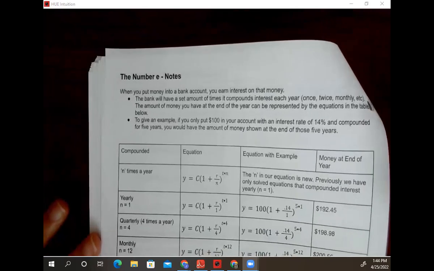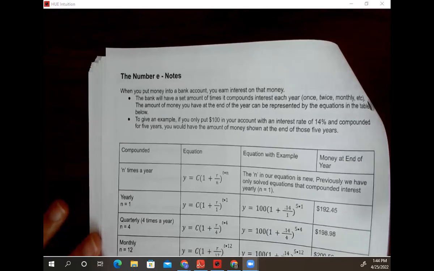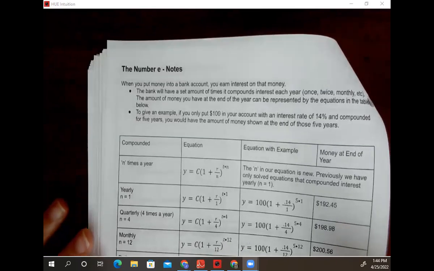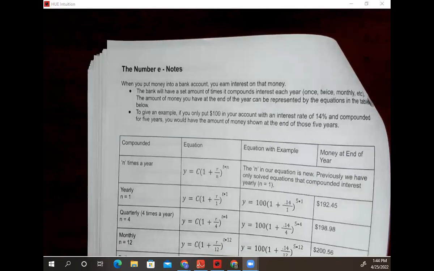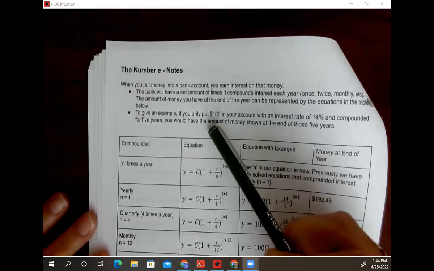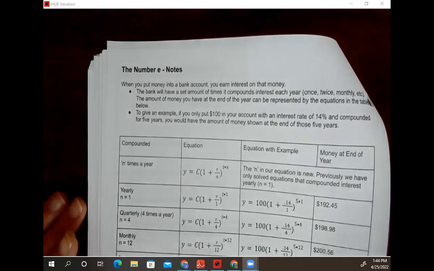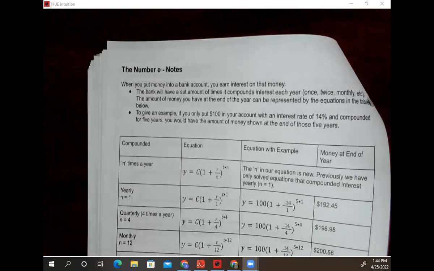The amount of money that you have at the end of the year can be represented by some exponential functions that we're going to take a look at in just a second. We'll look at what these functions look like without any values plugged in, in a generic form, and also for a specific example. Let's say I have $100 in my account at an interest rate of 14%. In real life, that would be like 0.02% or something like that, not 14. But we'll look at 14% compounded for 5 years. We'll look at what happens when I calculate and collect that interest at different intervals throughout the year.